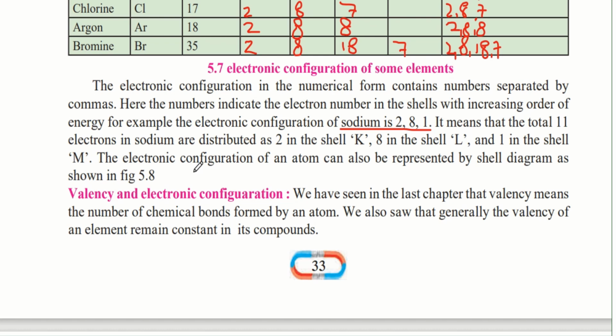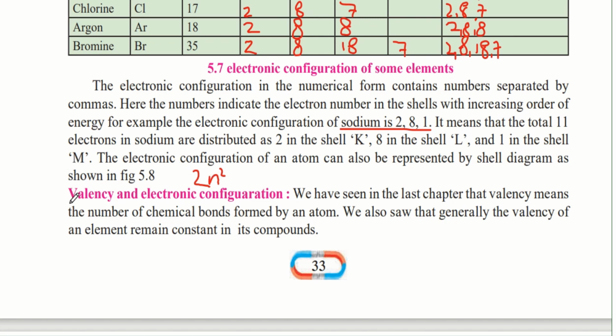Here we know how to find out how many electrons can be placed in a particular shell. For that you need to use the formula 2n square, where n is the number of the shell. So K would have a number of 1, L would have a number of 2, etc. And that's how we find out the total number of electrons that can be put in that shell.